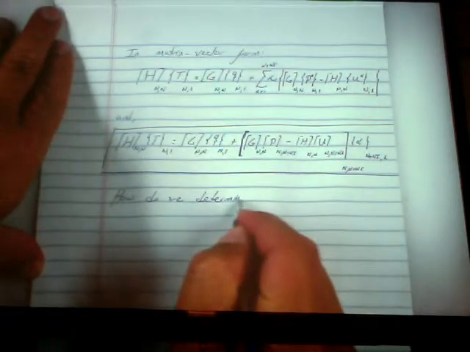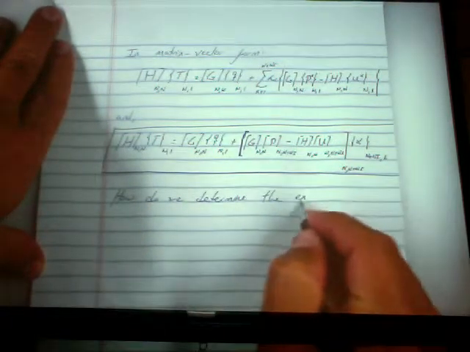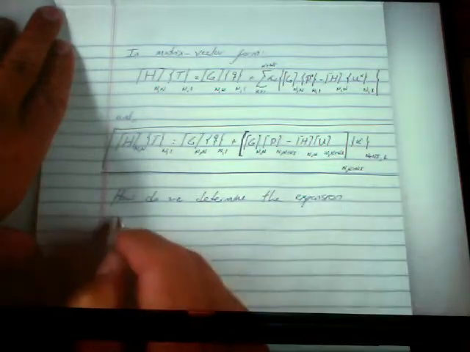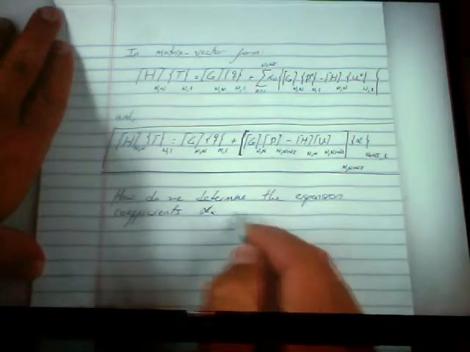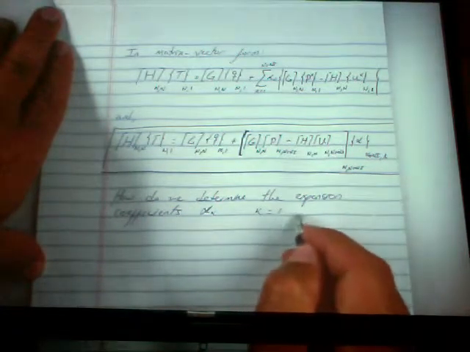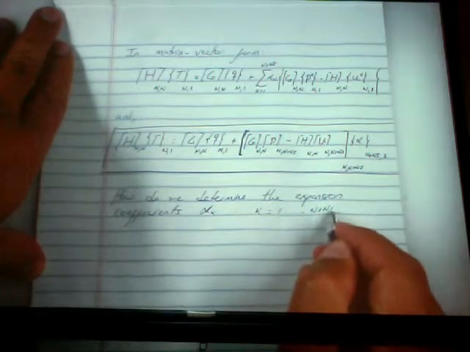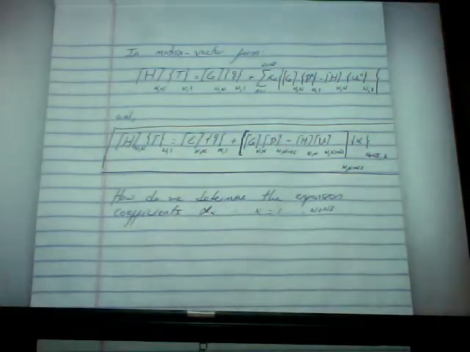All right, so how do we determine the expansion coefficients alpha k? And we have n plus ni of them.